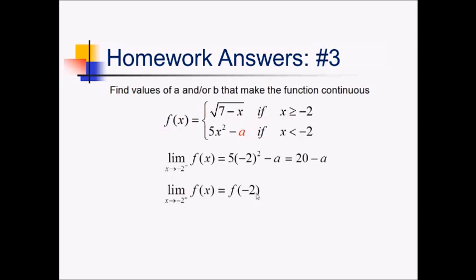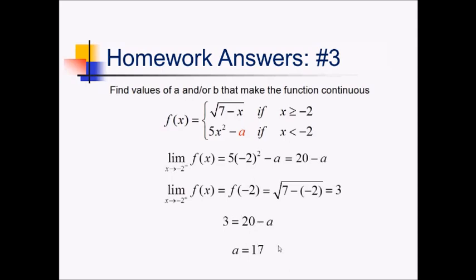So for the right side limit and f of negative 2, both of those, we're going to do square root of 7 plus 2. So square root of 9, which is 3. And now we're just going to let 20 minus a and 3 equal each other because the left, right, and the function value have to all match up. So if 3 and 20 minus a equal each other, if we subtract 20 from both sides and divide by negative 1, that's going to be an a value of 17, right? Because you have negative 17 divided by negative 1.